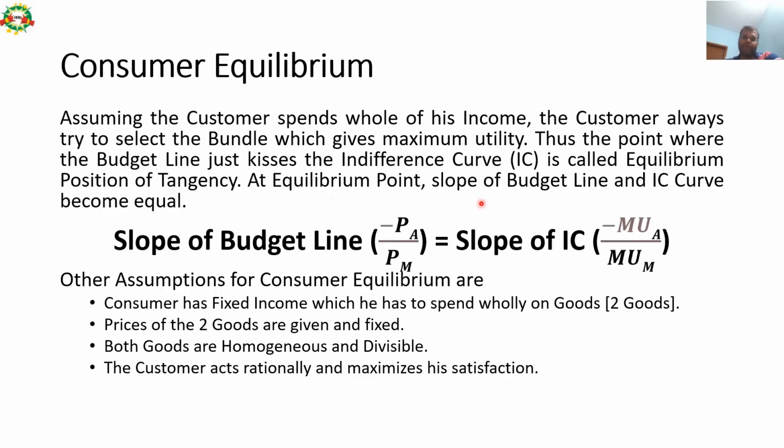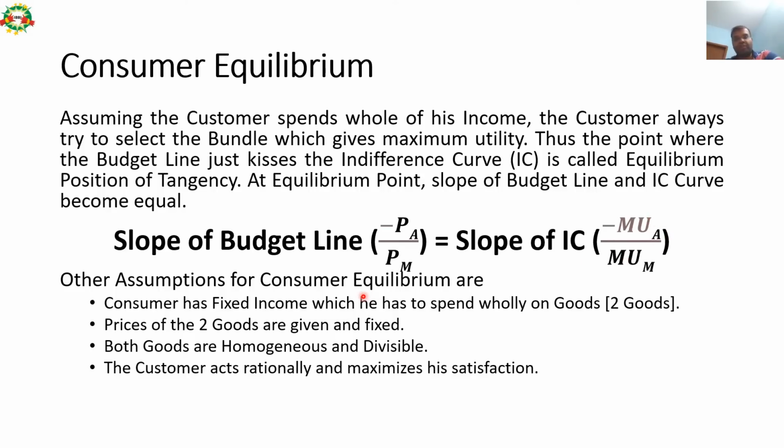At the equilibrium point, slope of budget line and IC curve becomes equal. This is a very important characteristic. So at the equilibrium point, slope of budget line is equal to minus PA divided by PM, and slope of indifference curve is equal to MUA divided by MUM.